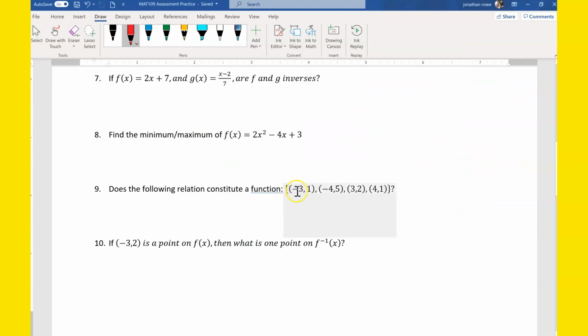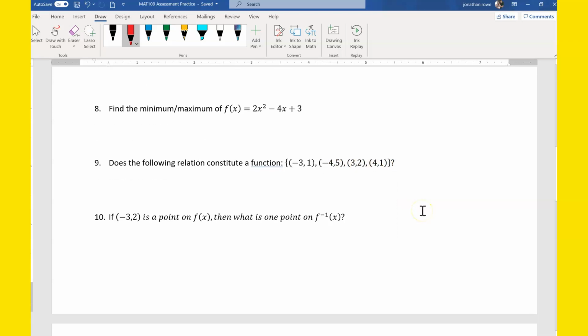All right, number 9, is this relation a function? To determine that, you just need to see if all these inputs are listed with only one single output. So -3 only has one output, -4 only has one output, 3 only has one output, and 4 only has one output. So yes, it is a function.